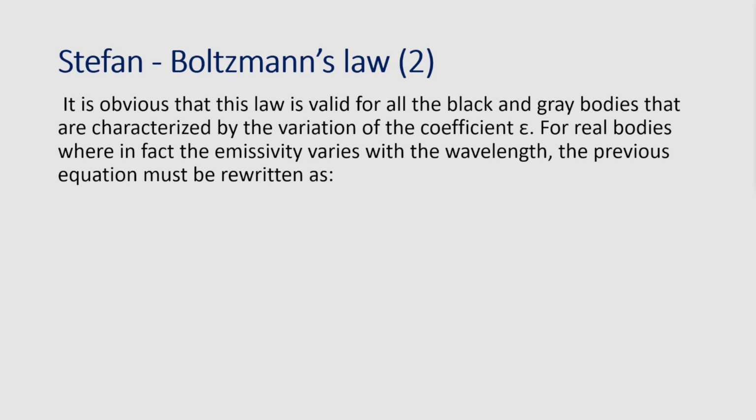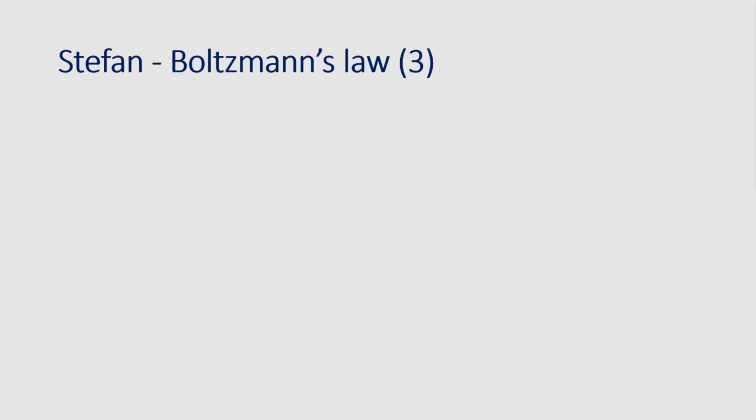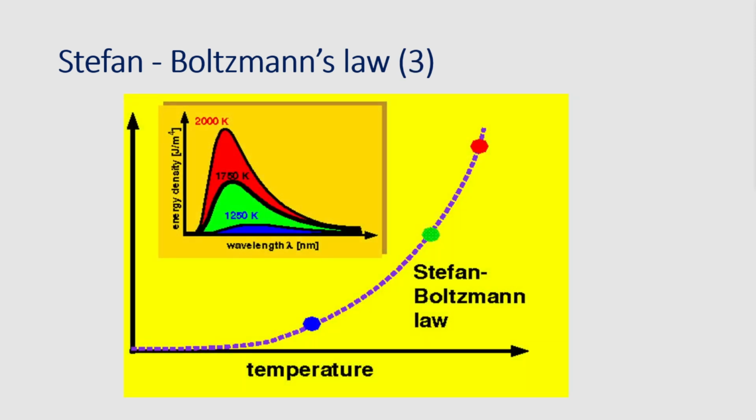Stefan Boltzmann's law, 2. It is obvious that this law is valid for all the black and gray bodies that are characterized by the variation of the coefficient epsilon. For real bodies where in fact the emissivity varies with the wavelength, the previous equation must be rewritten, where M_CR indicates the emittance of a real body. The following diagram shows the exponential function relating temperature and emissivity.